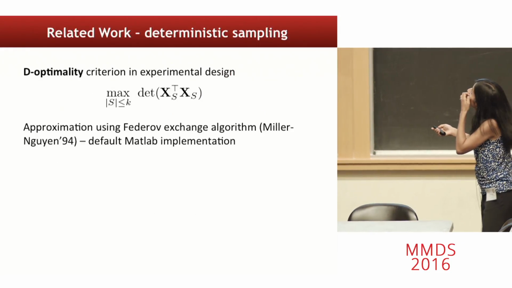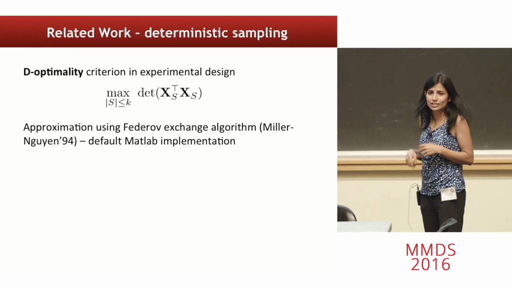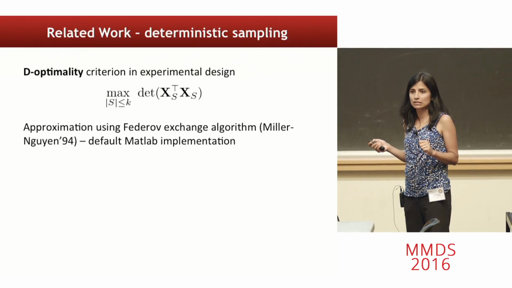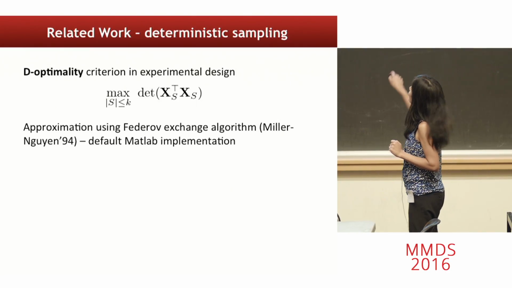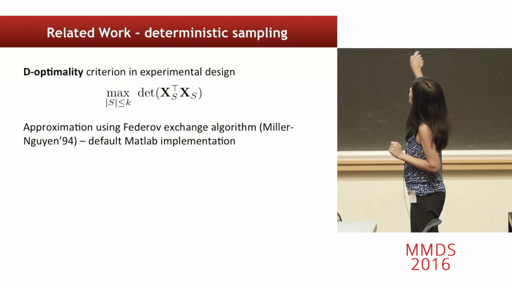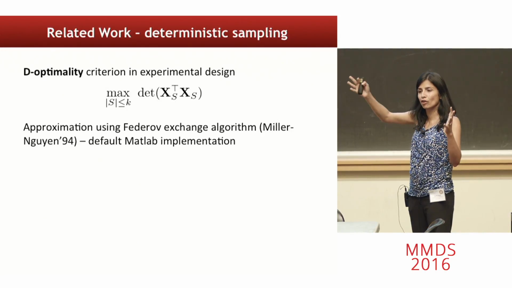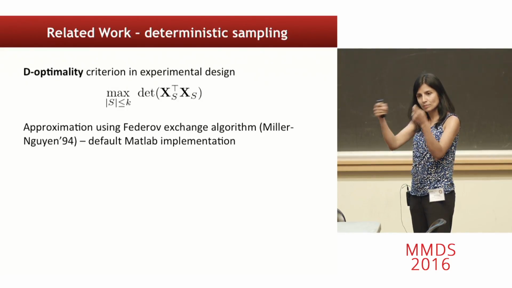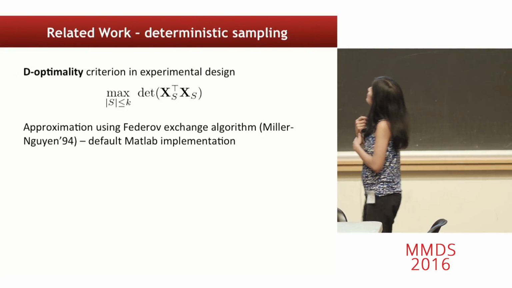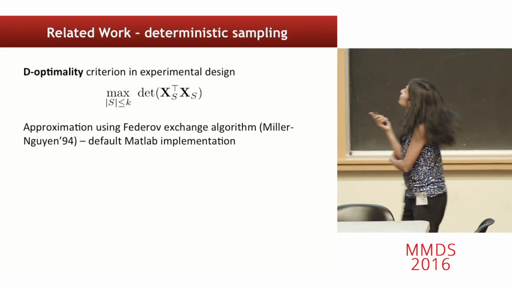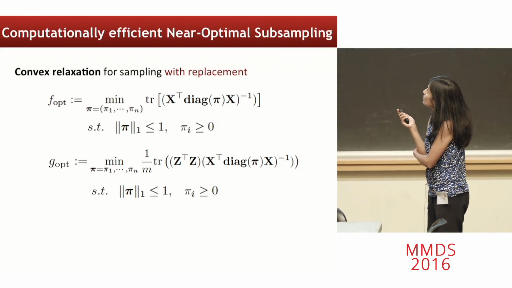Okay? So, let me quickly mention D-optimality, which is another criterion in classical statistics that people actually use in practice, which maximizes something related but slightly different. It's the determinant of X_S transpose X_S. So it's like the volume; the subset you pick has the maximum volume. Okay? So that's the interpretation here. So we'll also compare against this.